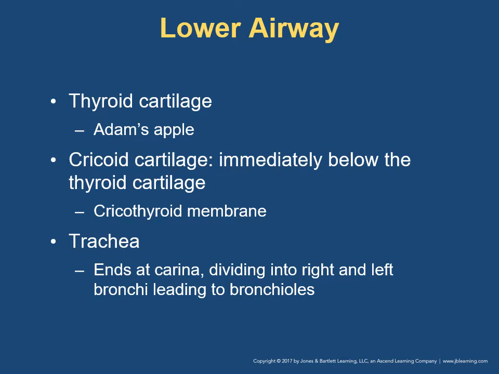The trachea lies below the cricoid cartilage. This is an important word here. Okay, so your trachea ends at the carina. From the point of the carina, it divides into two tubes, the right and left mainstem bronchi, which enter the lungs and branch into smaller airways. So the level at which the trachea divides is the carina.